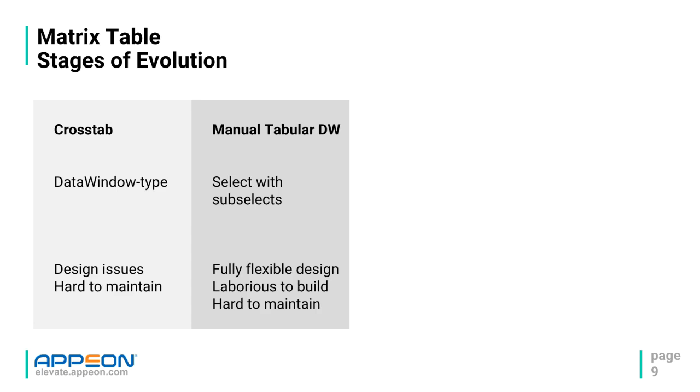You just take a tabular data window, make a lot of subselects for each column. In this example, for each month, you do a subselect, and then design each column individually. That's a hard job to do. It's really laborious to build and to maintain, but at least you can design it however you want, and you can maintain it in some way. At least it's possible, but that's not where we're going.